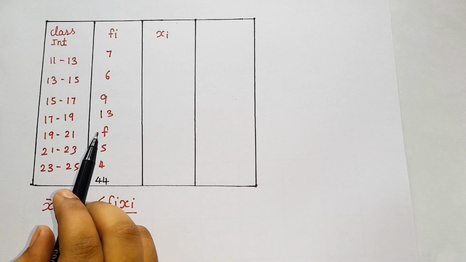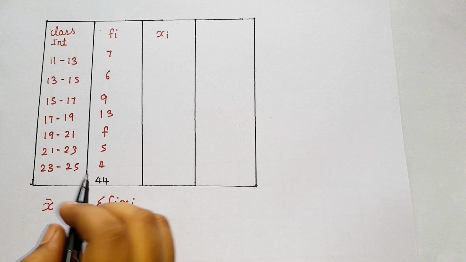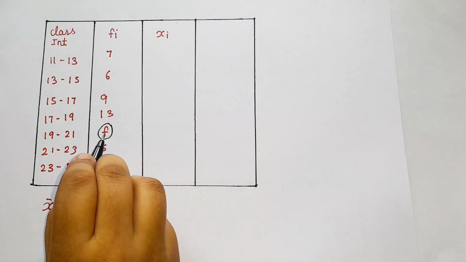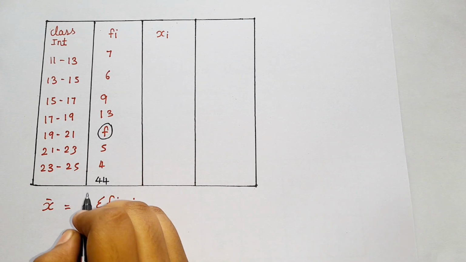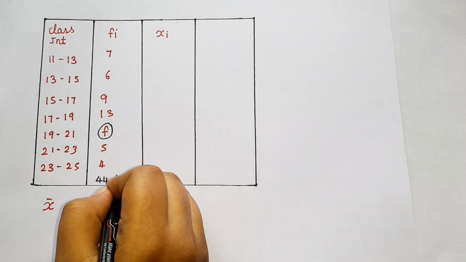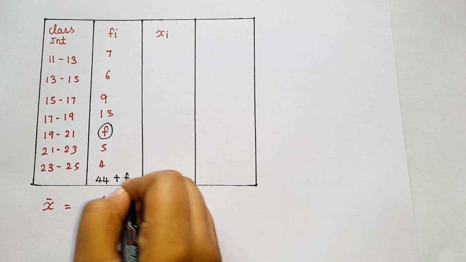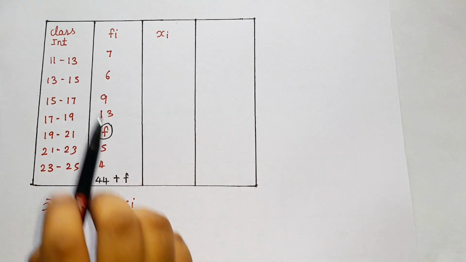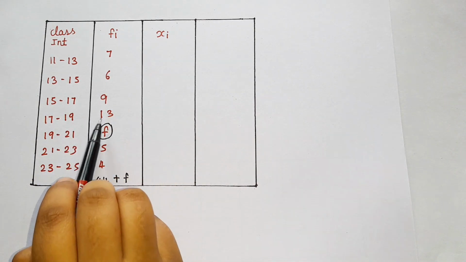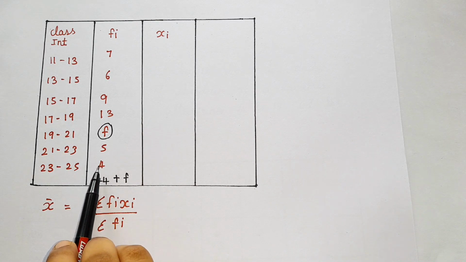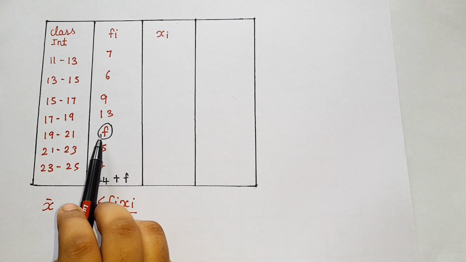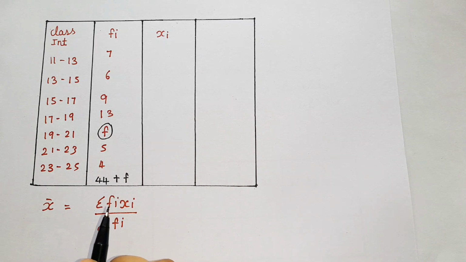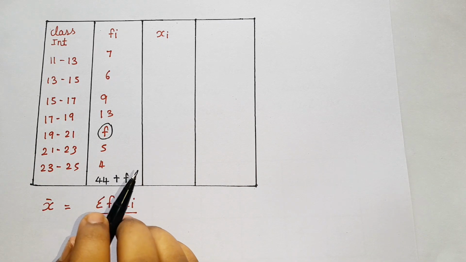So what should I do with the F value? Am I supposed to write 44 into F or 44 plus F? I am supposed to write 44 plus F. Why? Because here we are adding everything, right? 7 plus 6 plus 9 plus 13 plus 5 plus 4 is 44, and since we added everything, we are supposed to write 44 plus F. I hope you guys understood this.